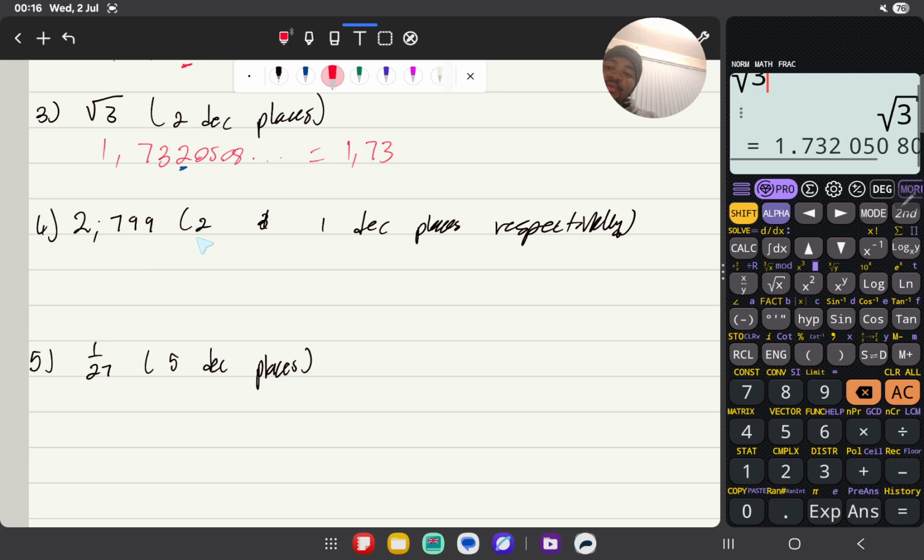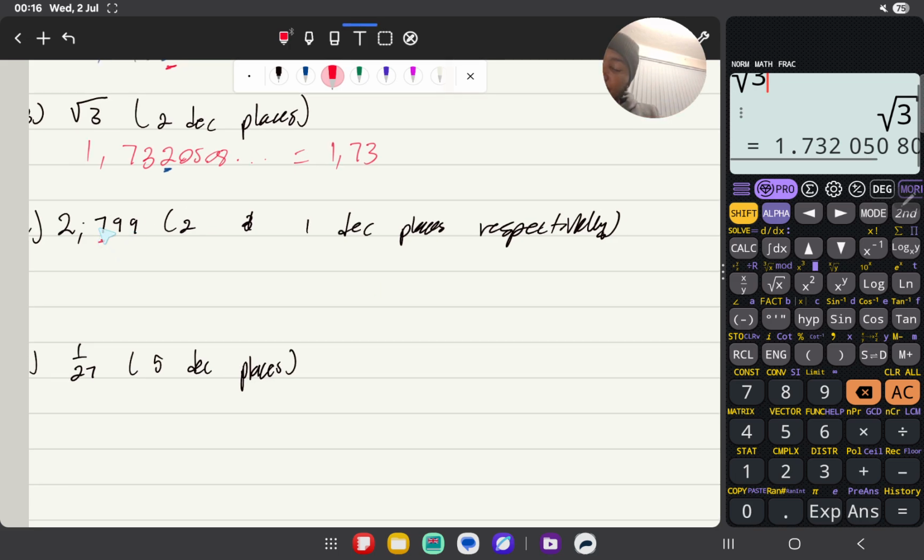So here we have 2.799. Cool stuff. So this one, let's round it off to 1 decimal place. For 1 decimal place, we want 1 number after the comma, right? We look at the number here. It's 9, which is above 5. So that means the number is going to be 2.8, right? Then we have 1 decimal number, one number after the comma. So we have rounded off to the nearest one decimal place.